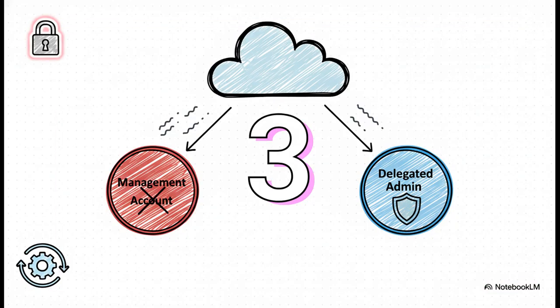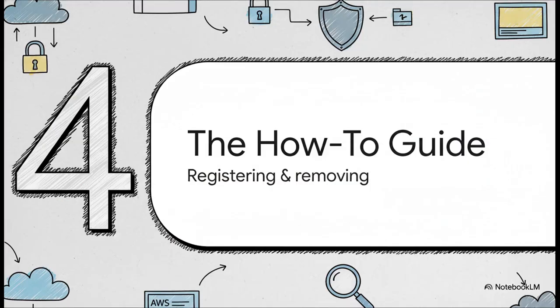Oh, and here's another key thing to remember. You can't just go wild and create a bunch of these. An AWS organization is capped at a maximum of 3 CloudTrail delegated administrators at one time, so it really makes you think carefully about who gets these keys. All right, that's enough of the what.